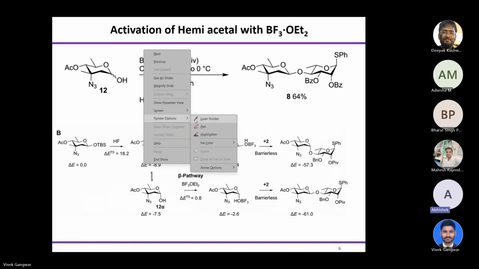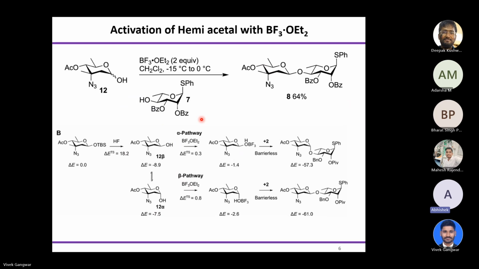Hello, Vivek. What does barrierless represent in this slide? It means the attack of this in that step needs no energy, which is why they are saying barrierless. Because here this is not a covalent bond, so this one comes here and the SN2 reaction goes on. This is very labile to leave, that's why they are saying barrierless.